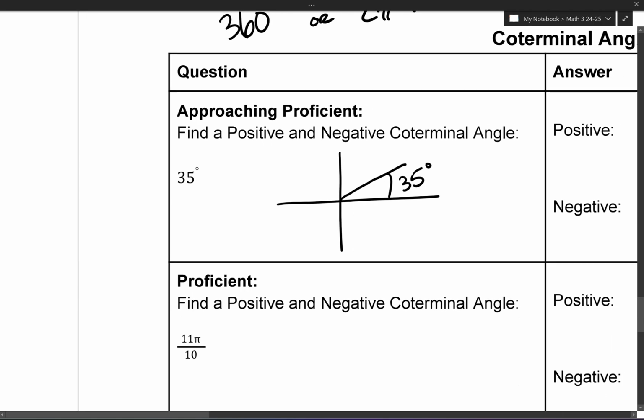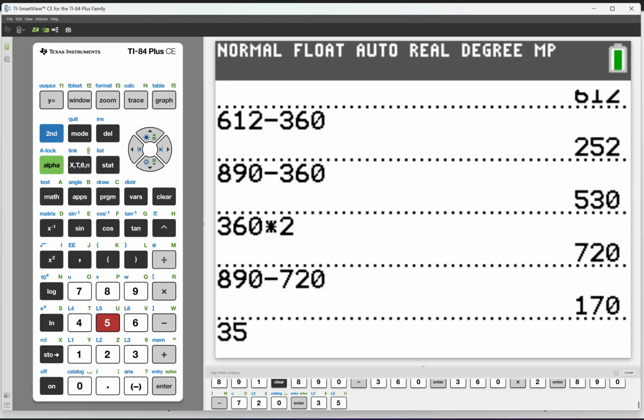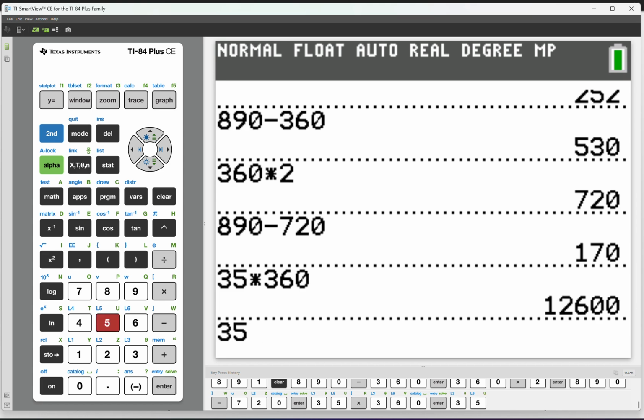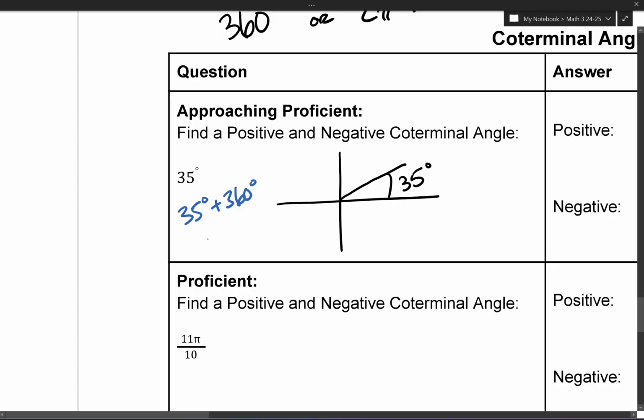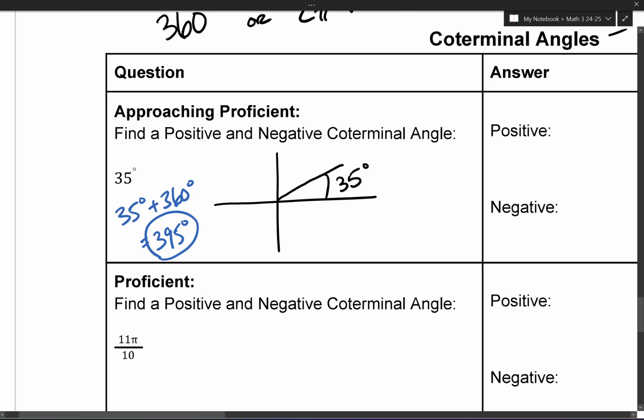So if I want to start here at 35 degrees, but end there, I have to add 360 degrees. 35 degrees plus 360 degrees. Now, if you're tired or just not good with mental math, that's okay. Just do it. 35 plus 360 is 395 degrees. So we just found one coterminal angle.